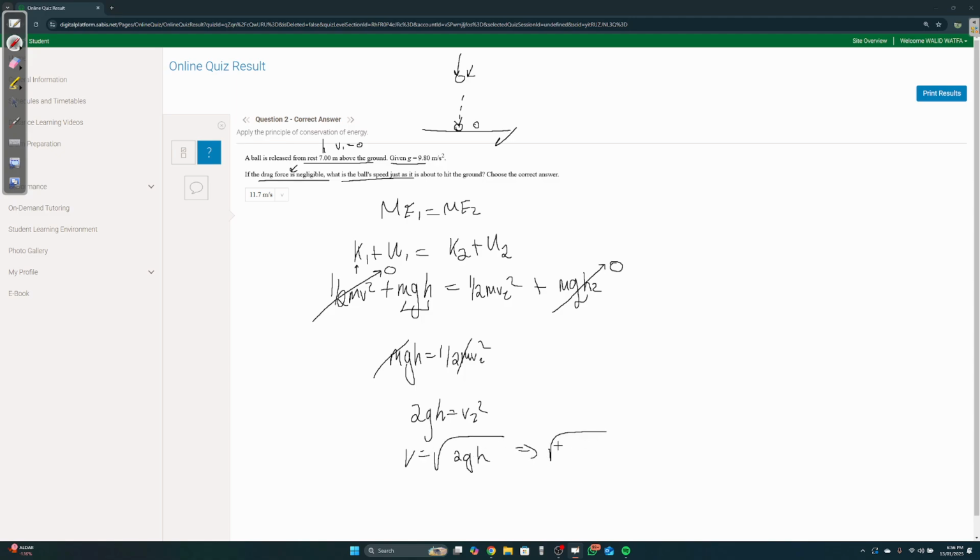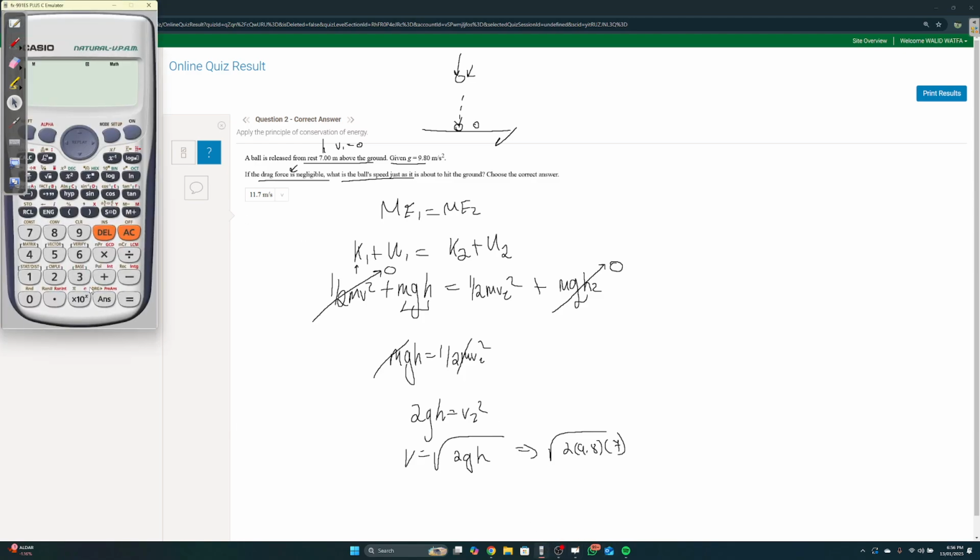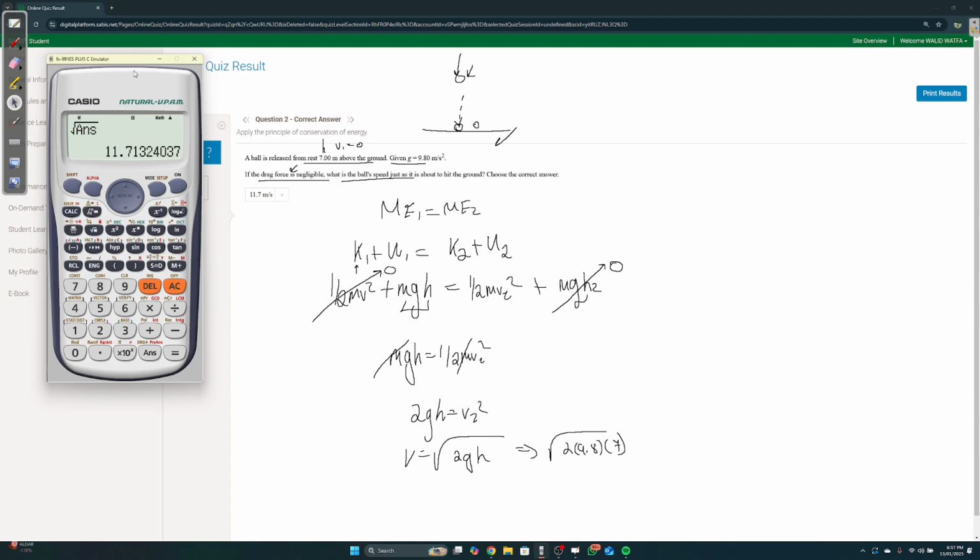So root 2 times 9.8 times 7. You should get 11.7. Let's see. 2 times 9.8 times 7. You get 137.2 square root. You get 11.7.